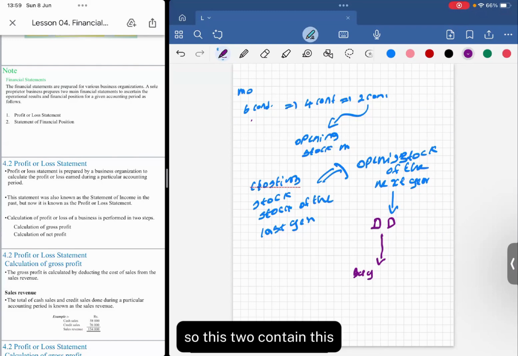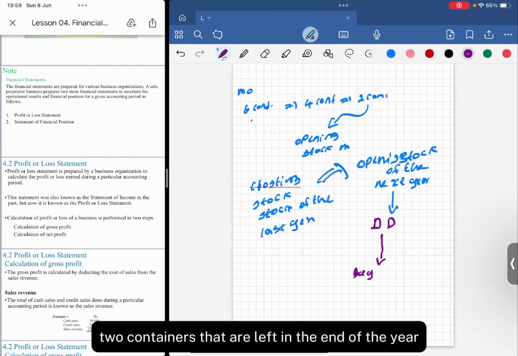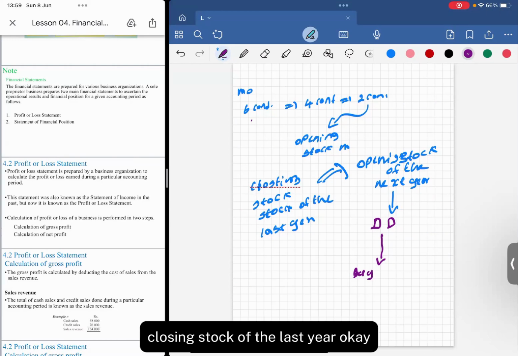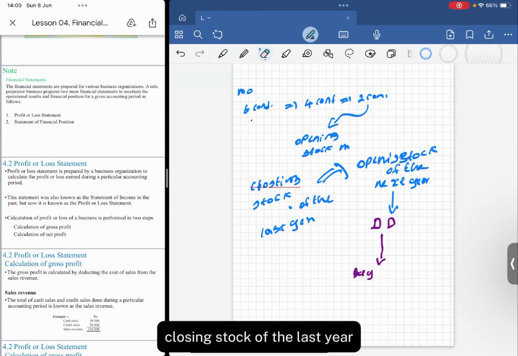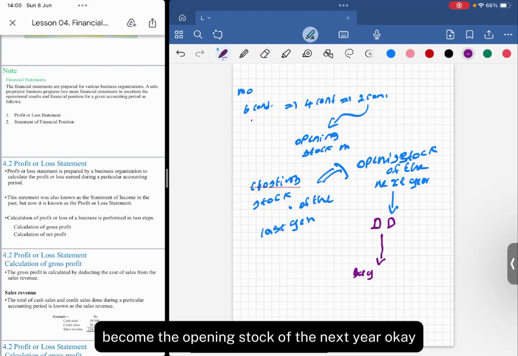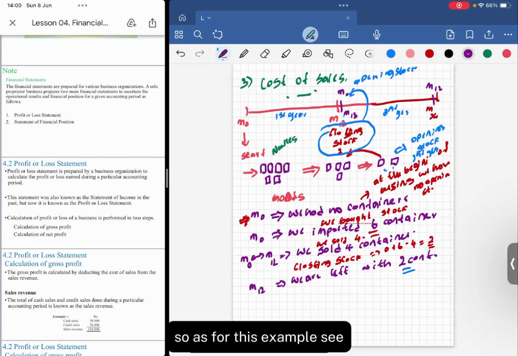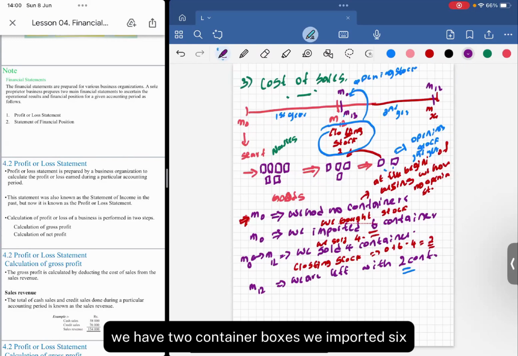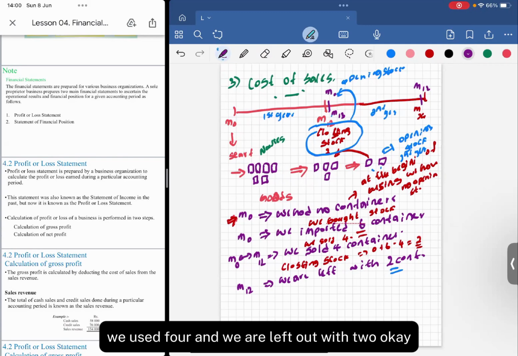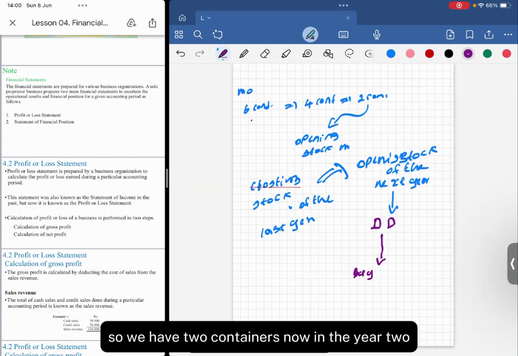So these two containers that are left at the end of the year become the opening stock for the next year. Closing stock of the last year becomes the opening stock of the next year. As per this example, we have two container boxes. We imported six, we used four, and we are left with two containers.